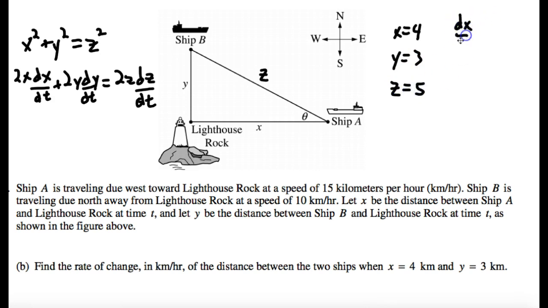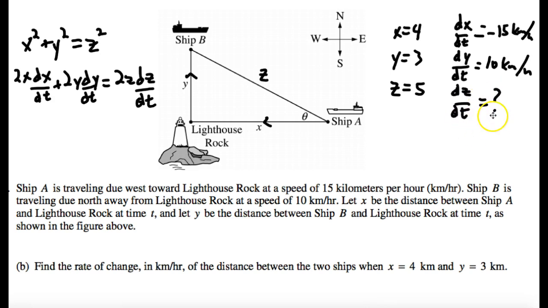So dx/dt, let's see, the rate at which ship A is moving. Ship A is moving towards the lighthouse at a speed of 15 kilometers per hour. That means this distance is decreasing, so that's going to be a negative 15 kilometers per hour. dy/dt is traveling north at a rate of 10 kilometers per hour. So that's going to be a positive, because that distance is increasing. And then what I want to find is dz/dt.